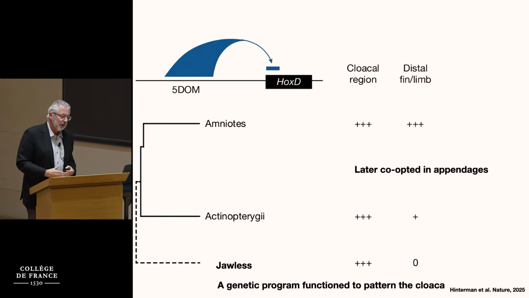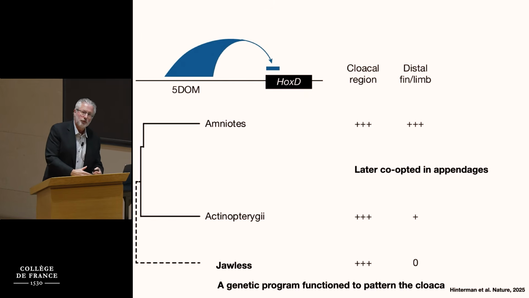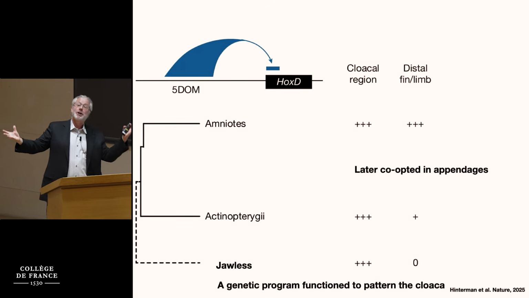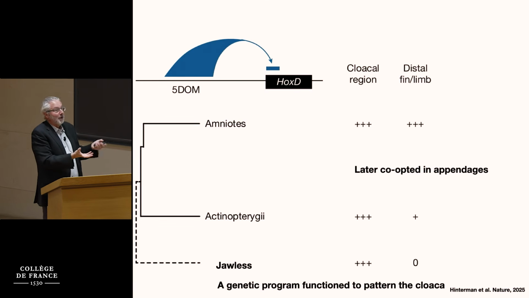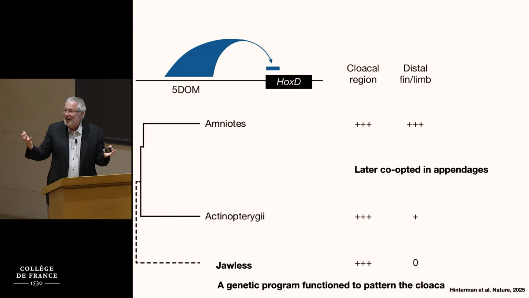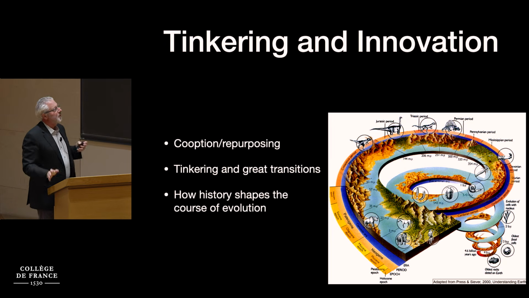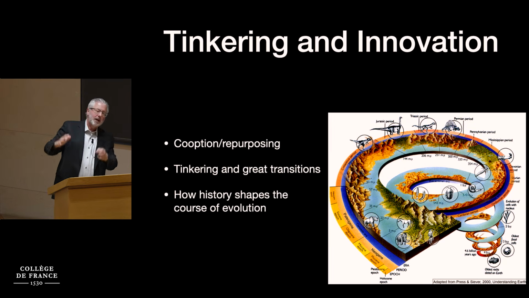So what you're seeing here is tinkering at the gene regulatory level. And it's happening at the regulatory level of an entire region. This region is accessible and available to drive the expression in the cloaca. And that's later used, tinkered with, to make digits. Very powerful.